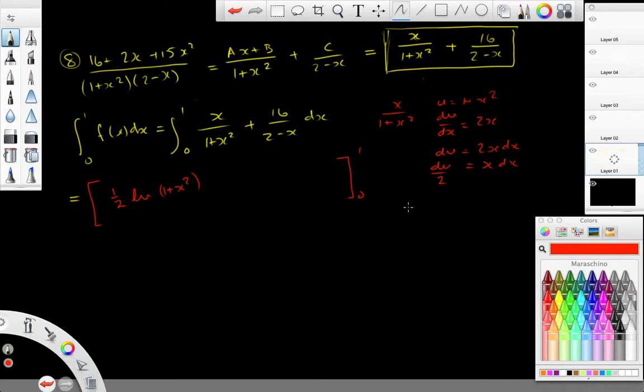And then if we consider 16 over 2 minus x, again, if we let u equal 2 minus x, then du by dx is equal to minus 1. So du is equal to minus dx. I don't have a minus dx here, I've got a 16 dx. So I'd have to times that by minus 16. So that's going to be minus 16 log of 2 minus x.